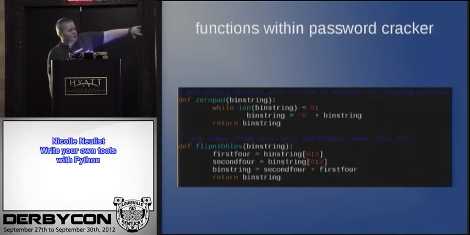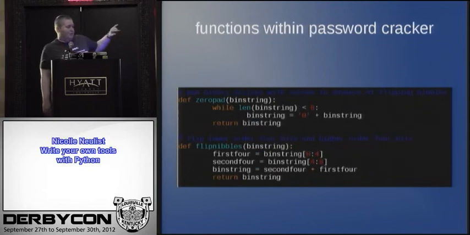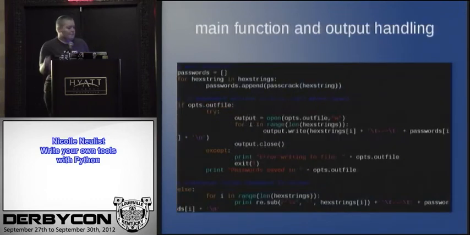These are some functions that are called within the function, one that just pads some stuff with zeros, one that's the function that actually flips the second nibble with the first. Main functions, as you can see there, passwords is a list, and then for hex string in hex strings, which is why even when you just enter 1, it was a 1-item list. It calls passcrack on that string and appends it to the list of passwords.